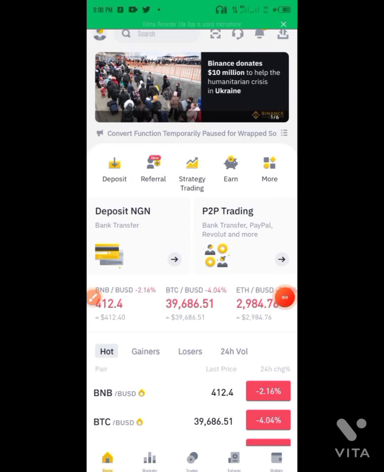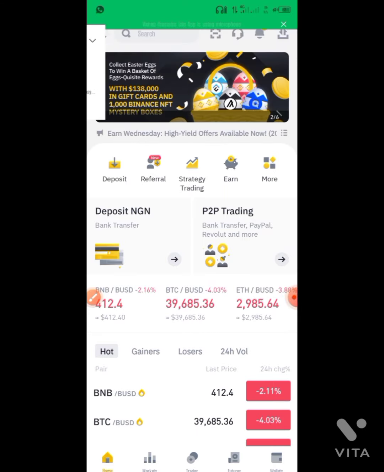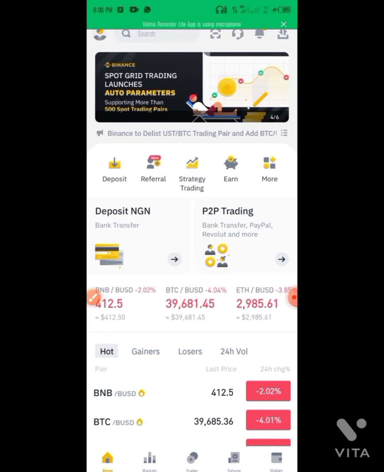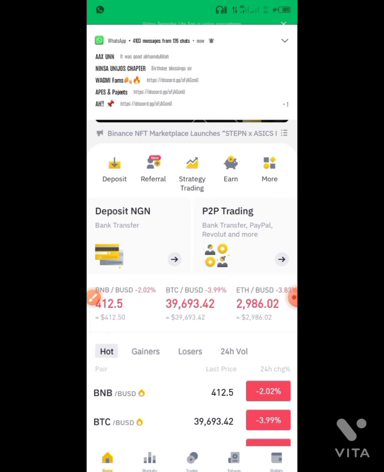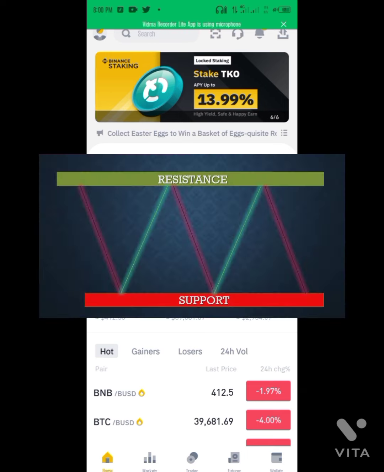What's up, guys? Welcome to this section of our technical analysis. Just a continuation from where we stopped. Last time we talked about types of candlestick patterns, right? So, in this section, we'll be talking about something very important. We'll be talking about support and resistance.